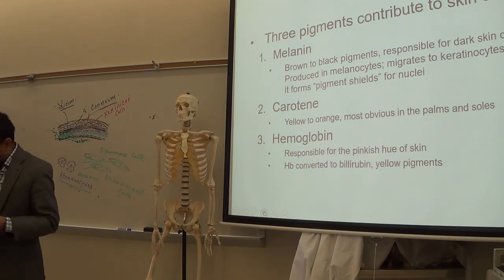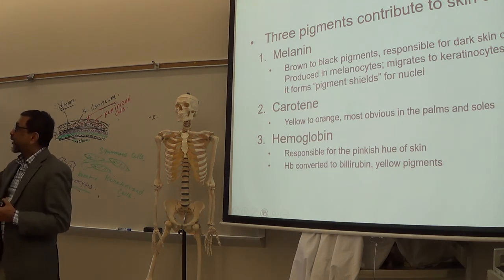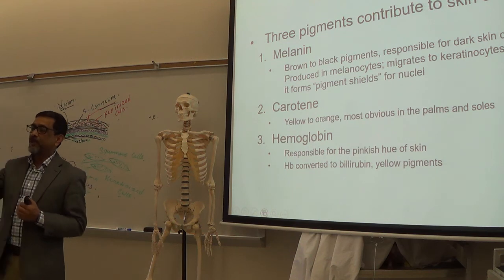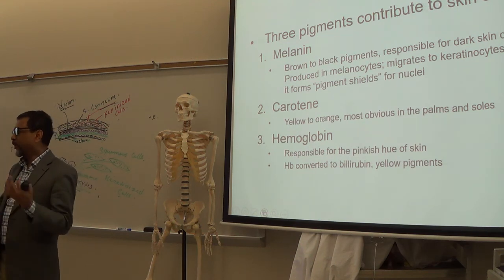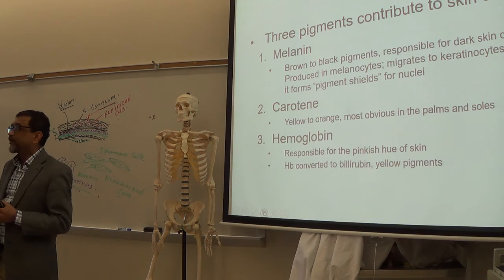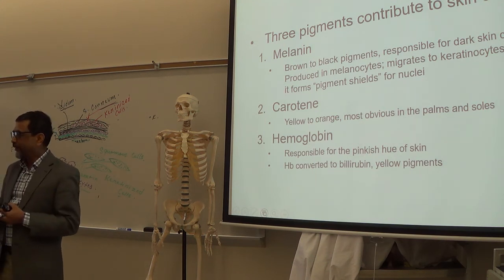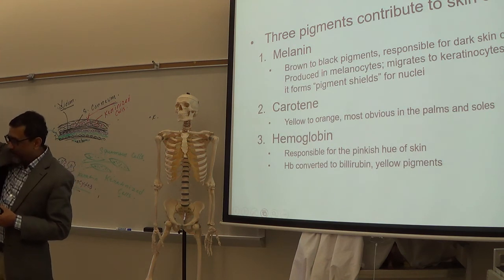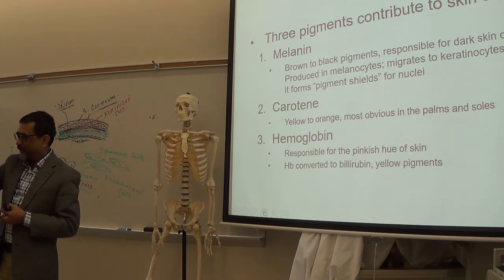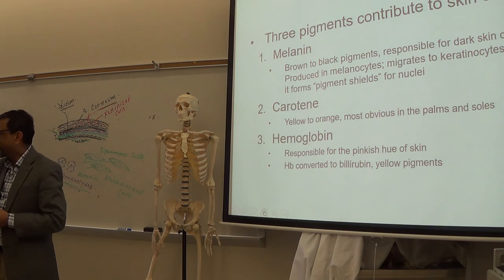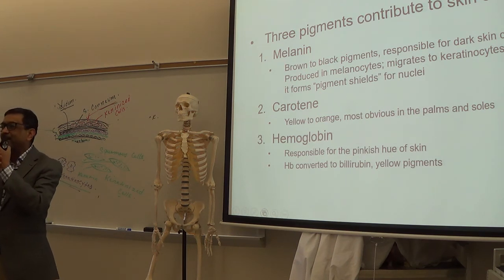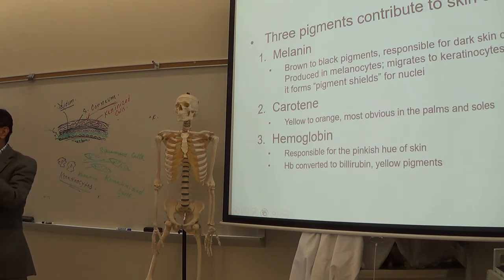Hemoglobin. Hemoglobin is also responsible for the skin color. How do you know that? If someone has anemia, have you heard that? Anemia. Hemoglobin is less, right? Low hemoglobin is anemia. And the color of the skin gets pale. Pale color of the skin in anemia.